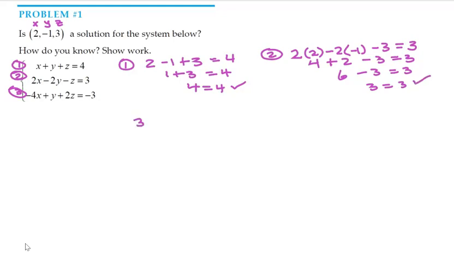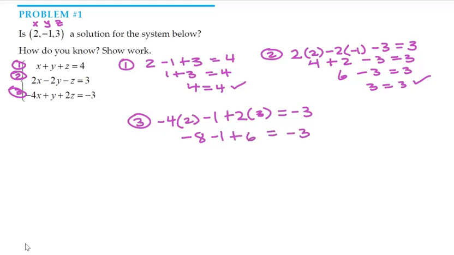So it's looking pretty good, but we got to check the last one here. So now I've got -4 times 2. And then plus y, so that's just going to be -1, plus 2 times z, which is 3. Does that equal -3? All right, well, here I got -8 minus 1 plus 6. So here I get -9 plus 6. And that is -3. So I get -3 equals -3. And so that one checks out.